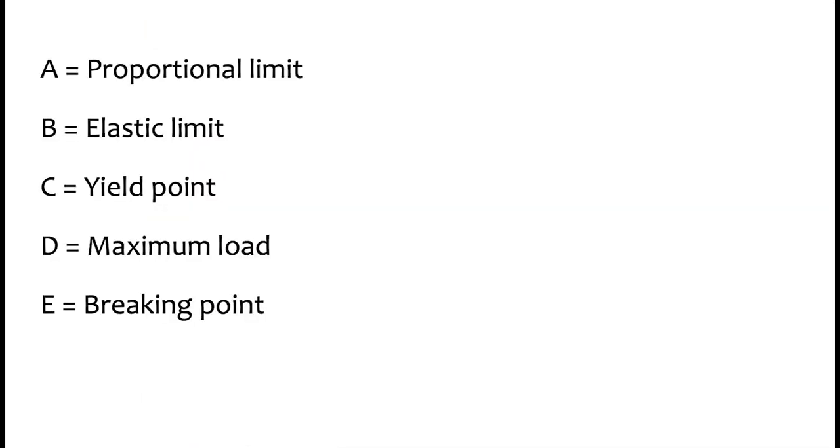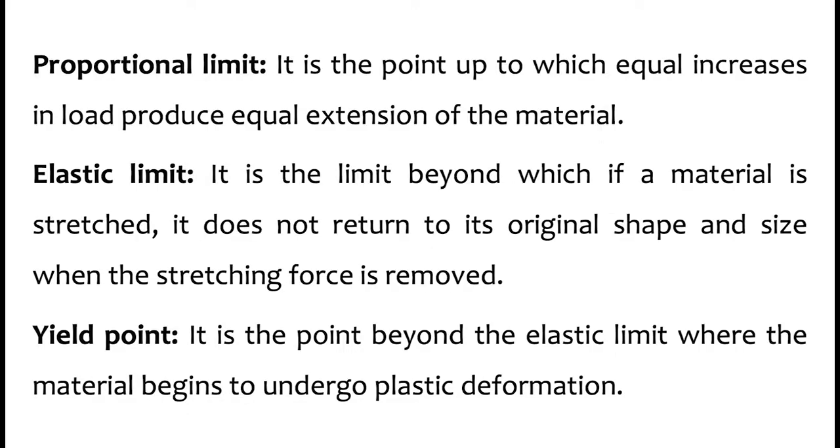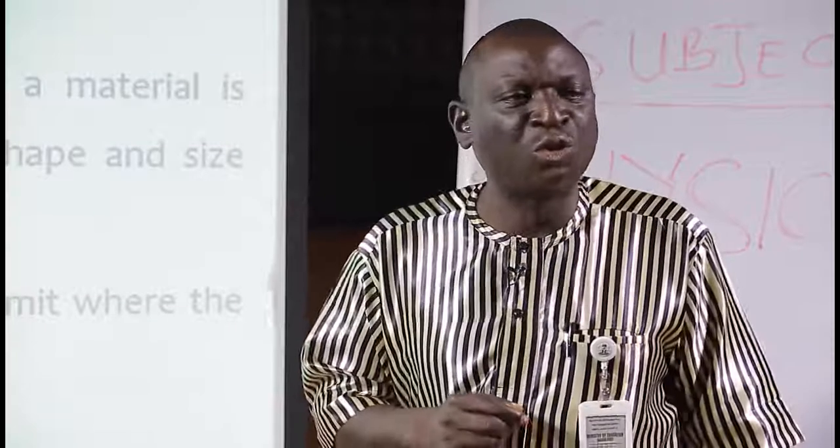So from the graph, we say point A is our proportional limit. Point B is the elastic limit, and point C is the yield point. Then point D is the point where we have maximum load, and point E is the point of breaking, and we call it the breaking point. Now, the proportional limit is the point up to which equal increases in load produce equal extension of the material. So we say up to this proportional limit, Hooke's law is obeyed.